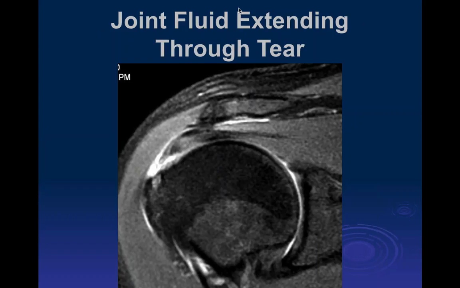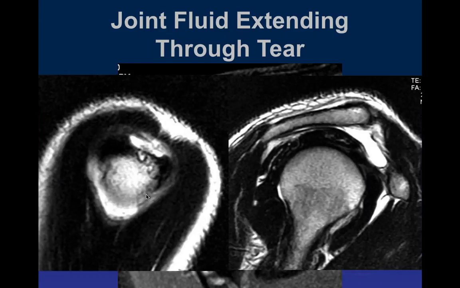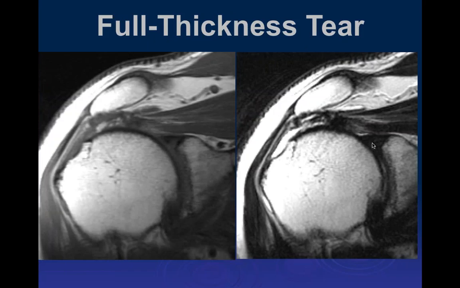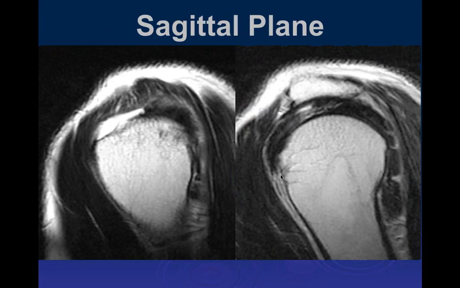Now here's another case where we can see a full thickness tear of the supraspinatus tendon, not much retraction of the musculotendinous junction, but we can see the fluid going through a small tear into the subacromial subdeltoid bursa. Complete full thickness but smaller tear. And here again we can see fluid extending through a tear into the subcoracoid joint space. And here again, another full thickness tear with fluid going through.